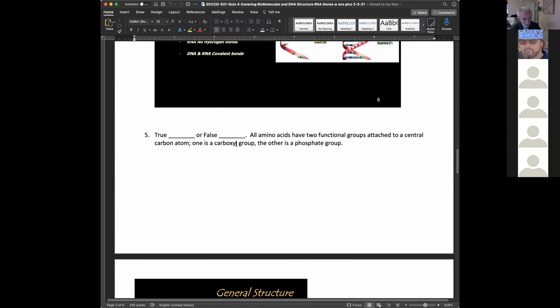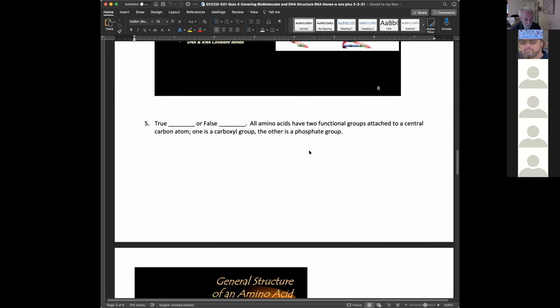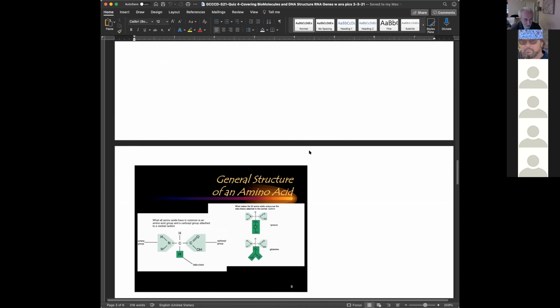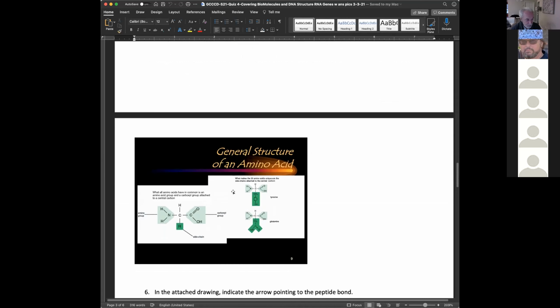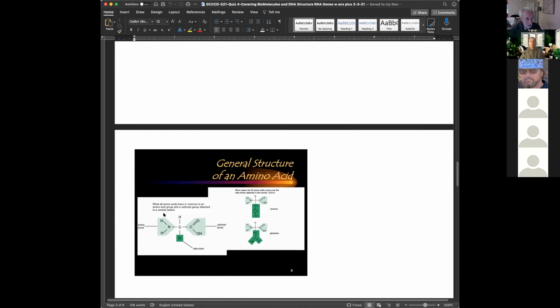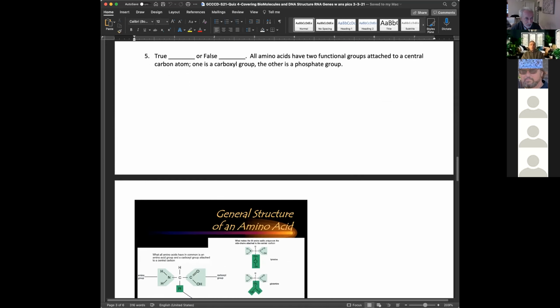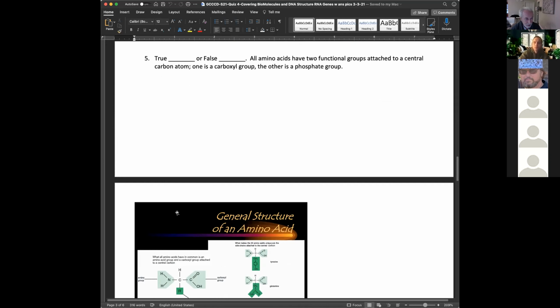The next one is true or false. All amino acids have 2 functional groups attached to a central carbon. One is a carboxyl group, the other is a phosphate group. Here's where that question came from. All amino acids have these 2 functional groups in common. One is an amine and the other is a carboxyl. A carboxyl is one and an amine, not a phosphate group, but an amine group.